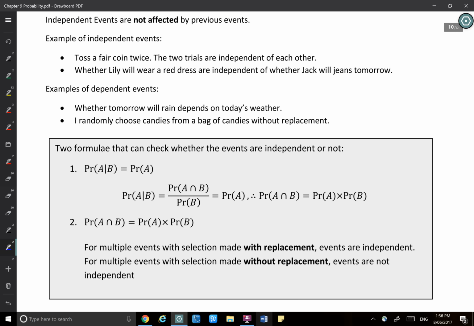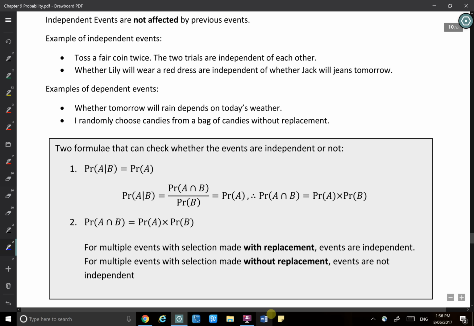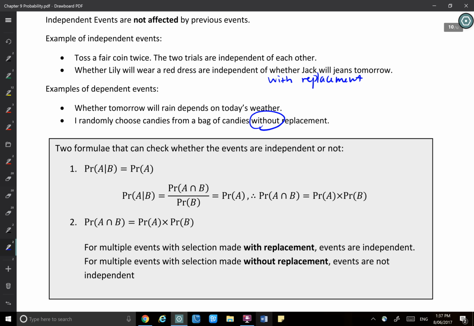Like Melbourne, where it rains every day. Another good example: I randomly choose candies from a bag without replacement. Again, the key phrase is without replacement. If it's with replacement, that will be independent events, because I put it back, so the chance of getting a red candy next time is the same. But without replacement, what I took out the first time influences my second choice. The probability will increase or decrease, so without replacement gives dependent events.